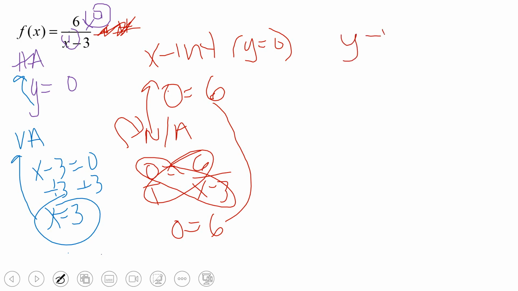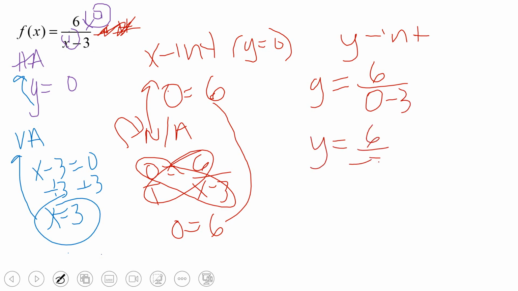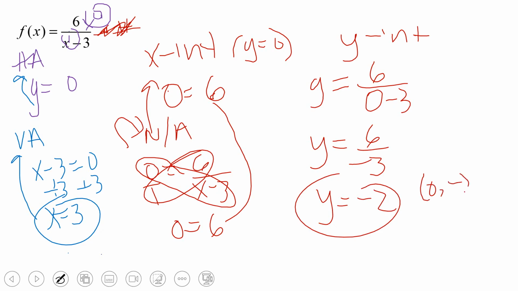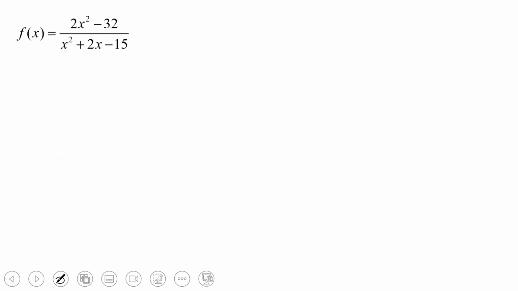How do we determine the y-intercept? For the y-intercept, I'm going to replace the x with 0. So y equals 6 over 0 minus 3. y equals 6 over negative 6, and we have a y-intercept of negative 1. Let's look at the next example.